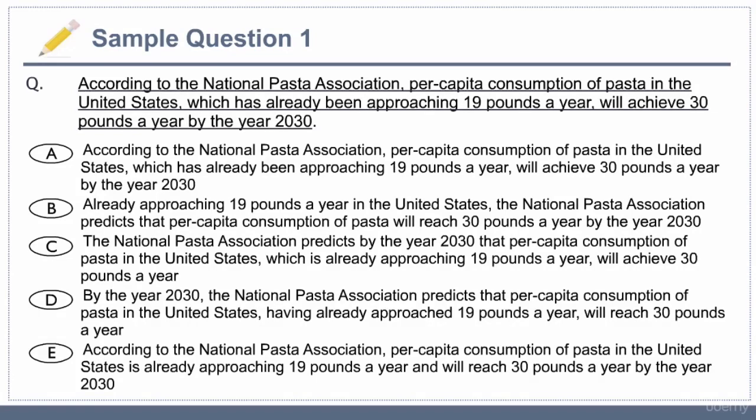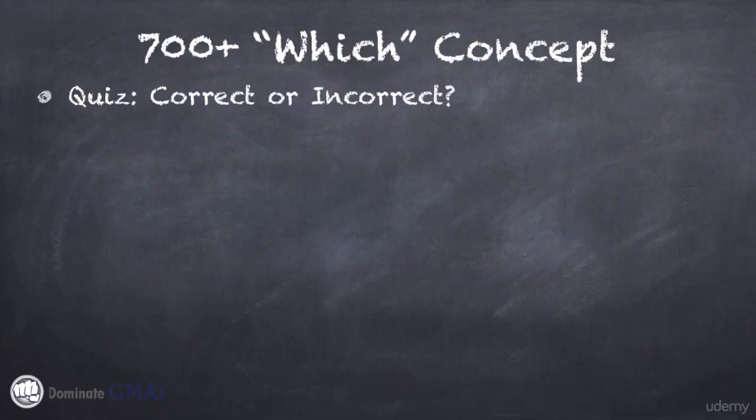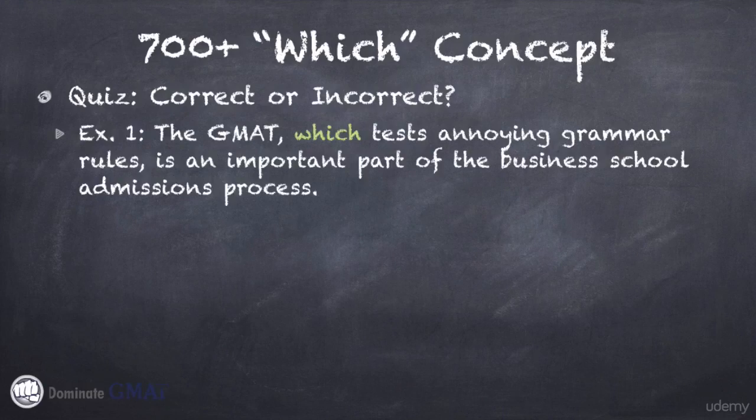All right, so how'd you do? Well, let's take a quick look at the concept first and a quiz to begin, right? I'm going to give you two sentences and I simply want you to tell me whether or not they're correct or incorrect. And think about why. So here's the first example. And by the way, maybe they're both correct and maybe they're both incorrect.